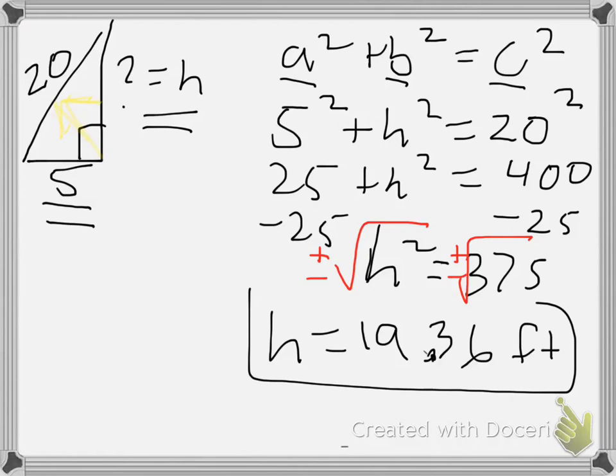So we've essentially done the problem. How high is the ladder up the wall? The ladder is 19.36 up the wall. So this distance right here up the wall is 19.36 feet.